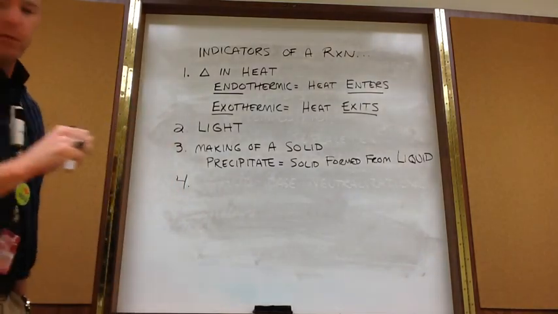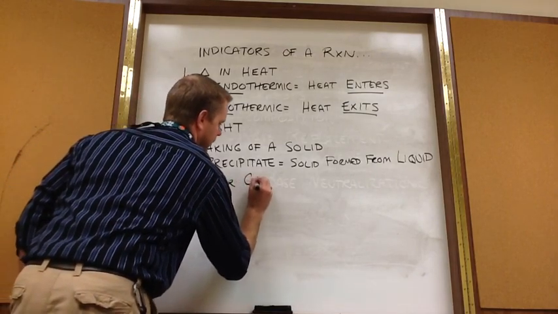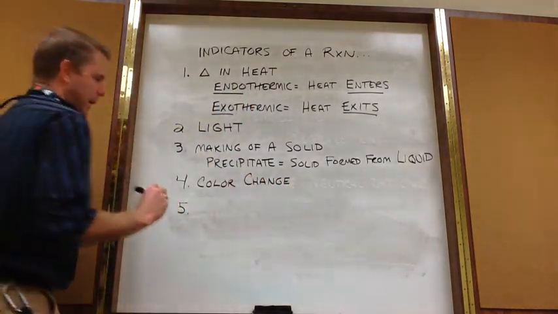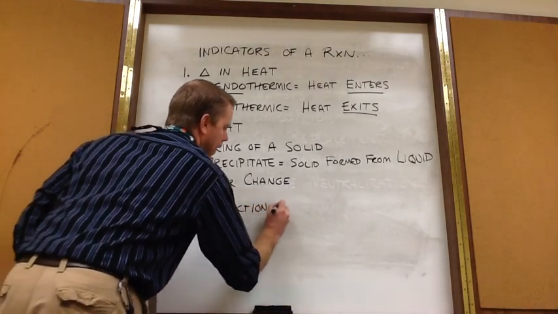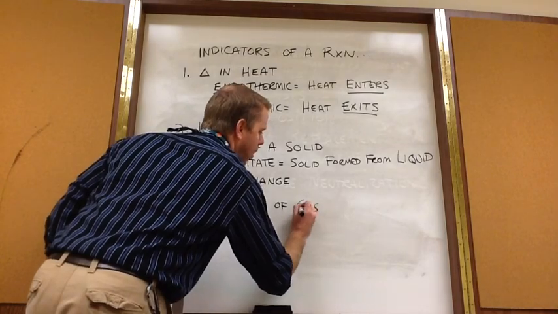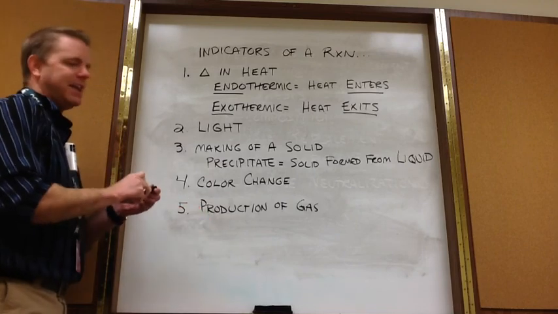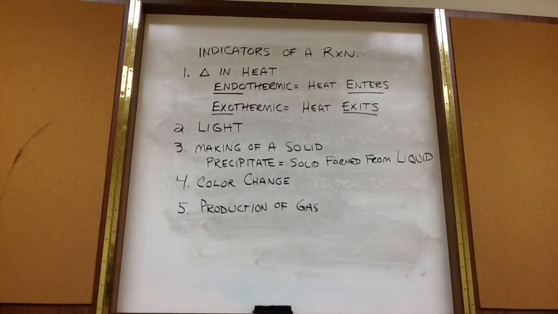A fourth indicator for us is pretty simple. We might just see that the color has changed. So, color change. And the last one, number 5, is production of a gas. Now, how do we know that one happened? Well, we smell it. There's some type of odor that we can smell. Now, we have to be careful with this one because we never want to put our face in a beaker or an Erlenmeyer flask and be unsafe. But at the same time, we might be able to pick up different odors and know that there was the production of a gas. And those are our 5 indicators of a reaction.